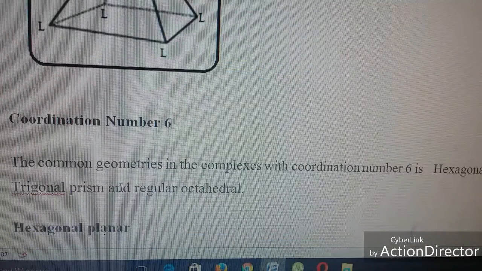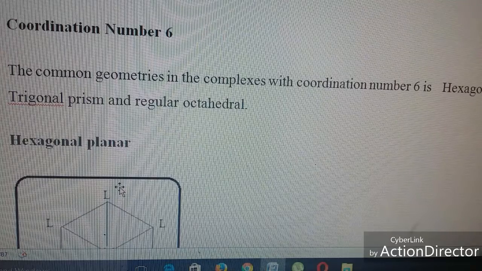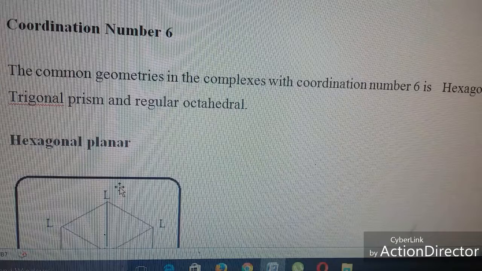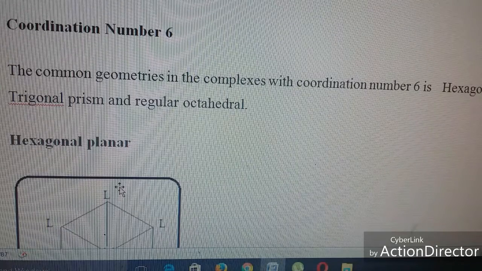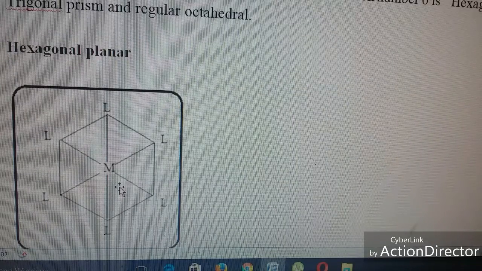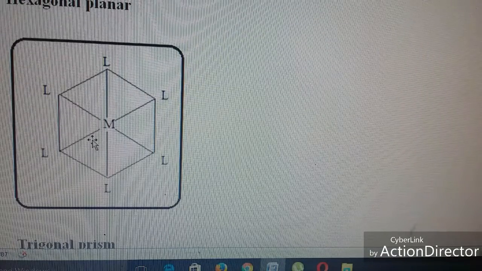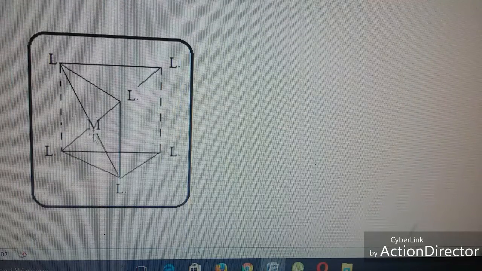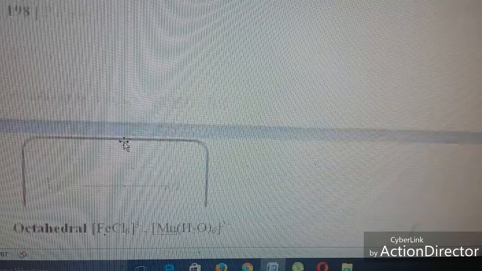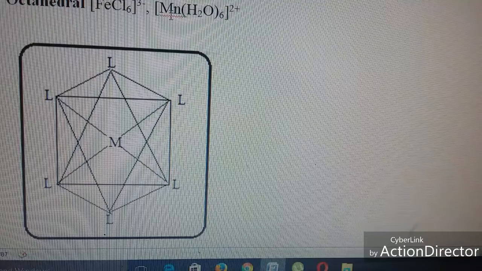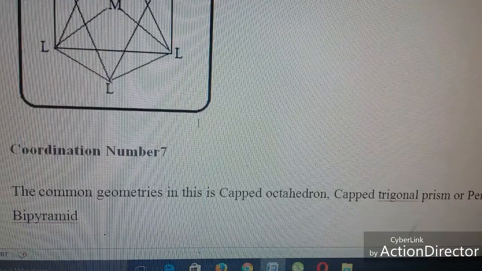Then coordination number 6 is generally hexagonal planar, regular octahedral, or trigonal prism. These are the examples. This is showing hexagonal planar, this is showing the trigonal prism and the octahedral. These are the complexes which show this geometry.